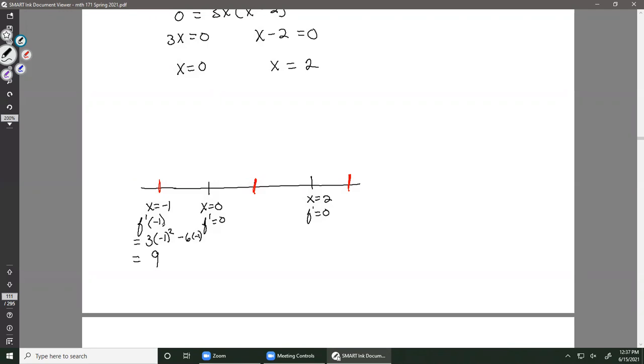So my slope at -1 is 9. I don't really care about the number itself. I just care what's happening to the left of 0. And it's a positive number, which means I have a positive slope. So a positive number gives me a positive slope. What that's telling me is everything to the left of 0 is increasing.